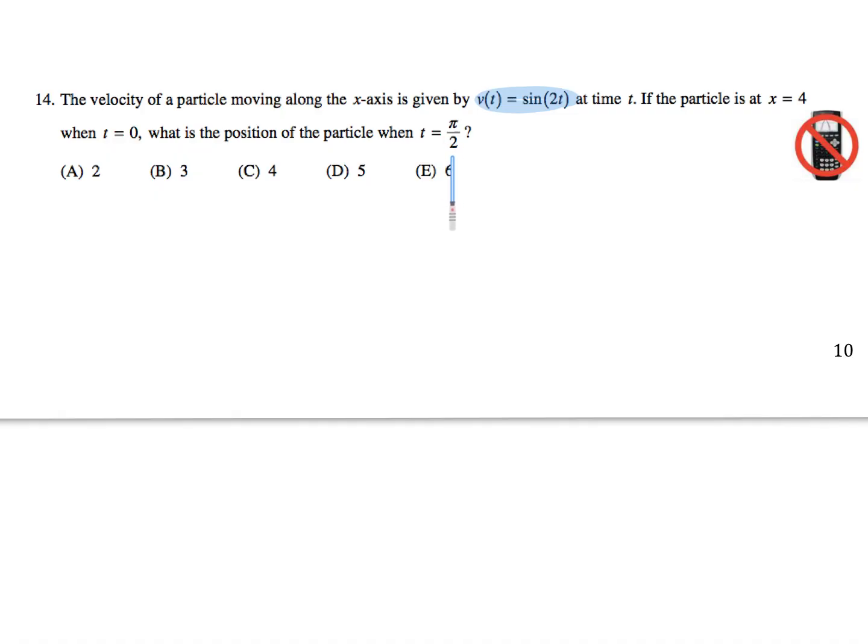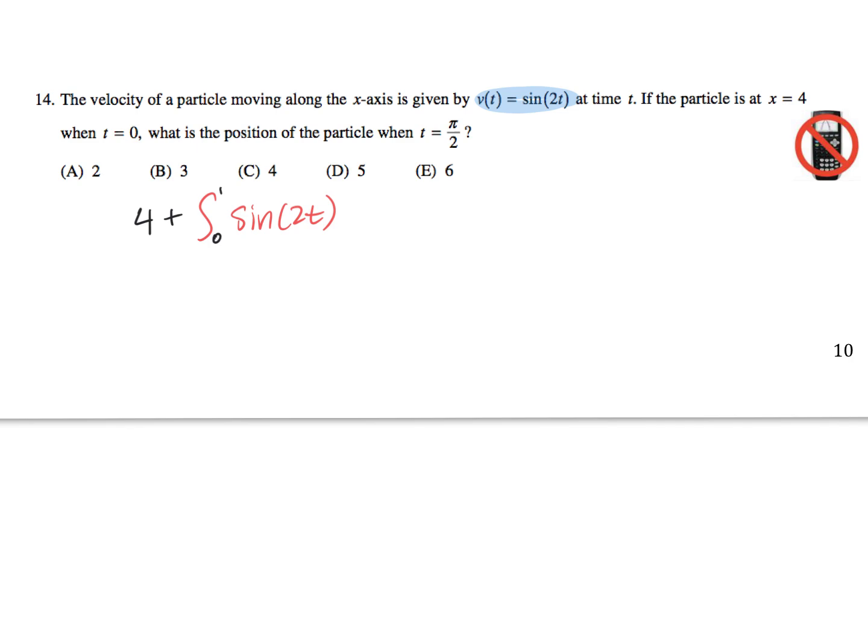Okay, let's just do the setup. So here we go. How are we going to go from velocity to a position? I'm going to integrate sine of 2t. If we want that final position, do we care about where we started? Yeah, right? We're going to say, all right, we started at 4. At t equals 0, what are my bounds going to be?